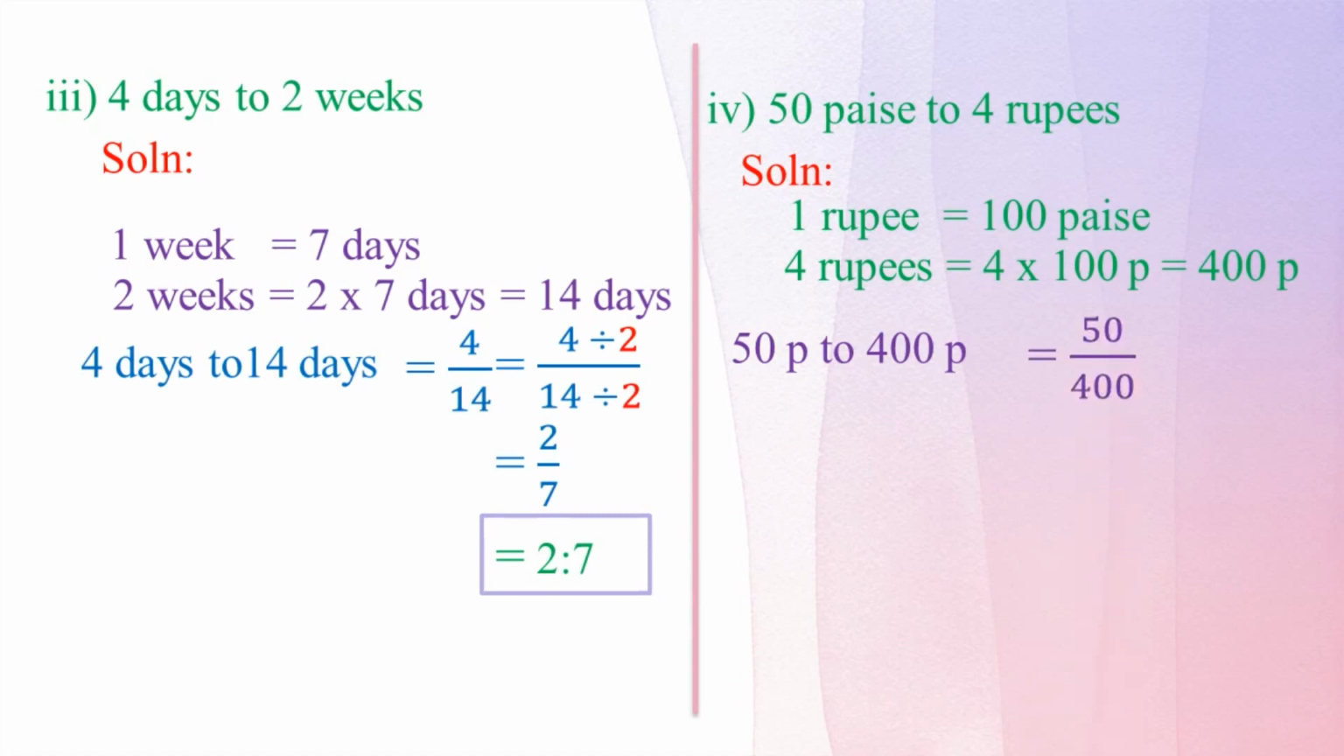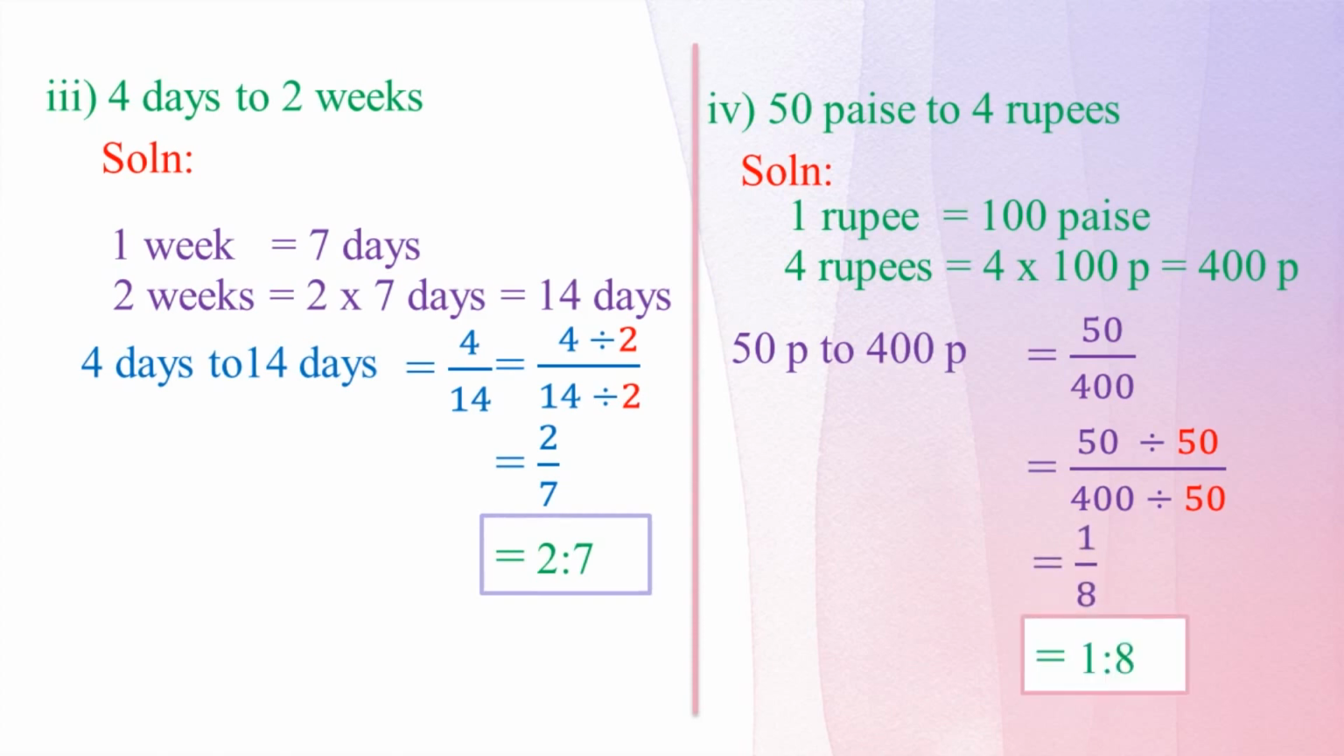Write in fraction, that is 50 divided by 400. Now find the common factor, that is 50. When you divide the numerator and the denominator by 50, we get 1 by 8. Now you can write the ratio, that is 1 is to 8.